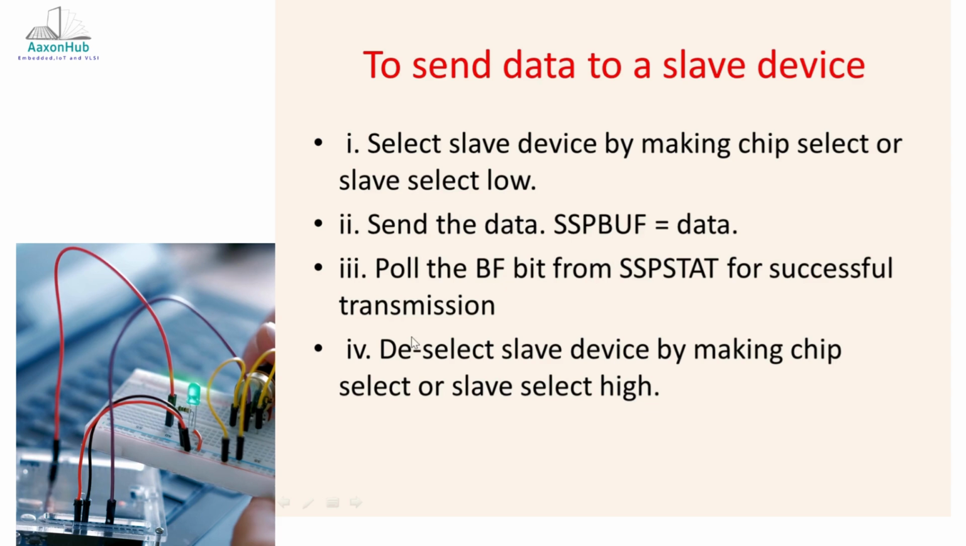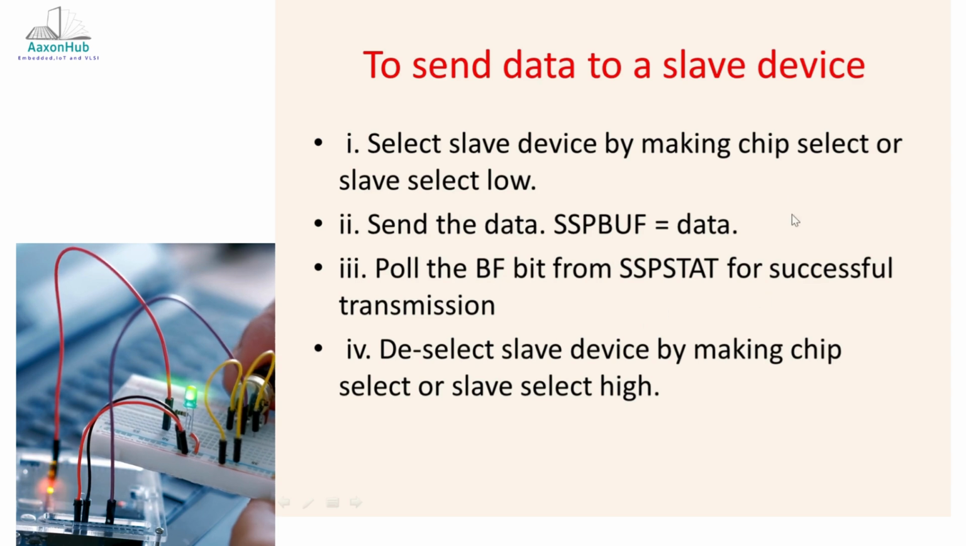And after that, if you want to disable the device, you will simply deselect the device by making the SS bar signal an active high signal, and communication will be completed. So in this way, you can send data to the slave device as well.